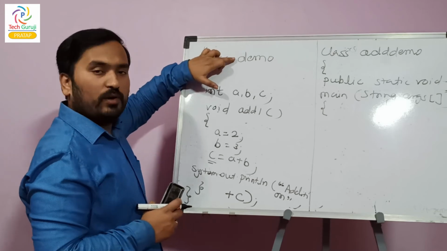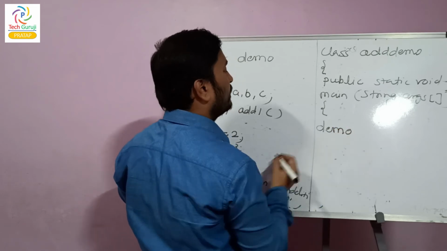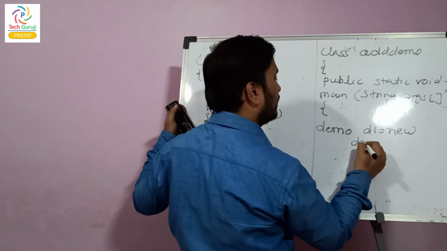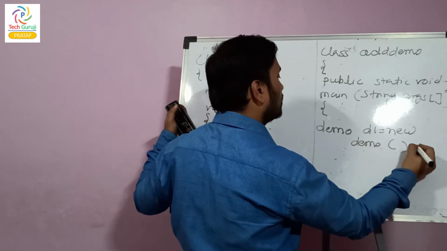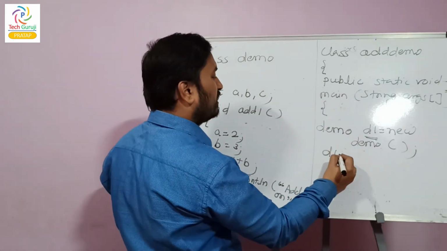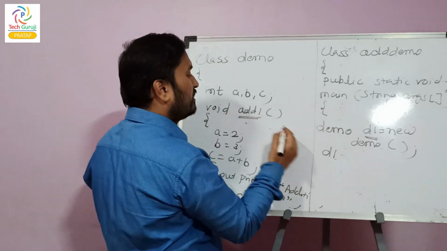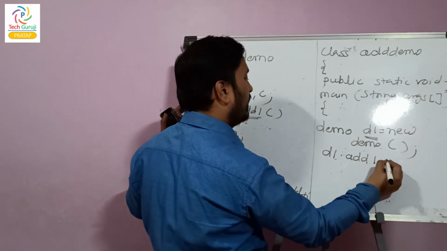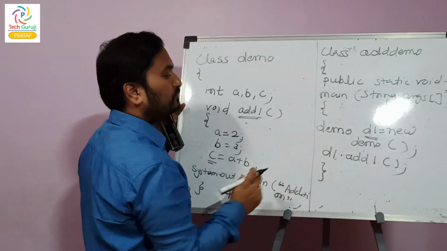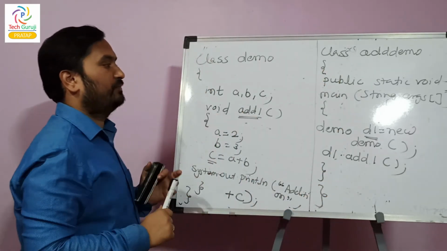So we have to create an object of demo. Demo is a class, d1 is the object, new demo, round brackets open and close, and semicolon. So d1 is the object. By using this d1 object, we can call the method within the demo class. The method name is add1. So d1 dot add1, round brackets open and close, semicolon. After that the main method closes. After that your class closes.